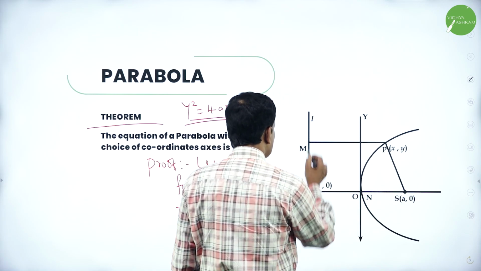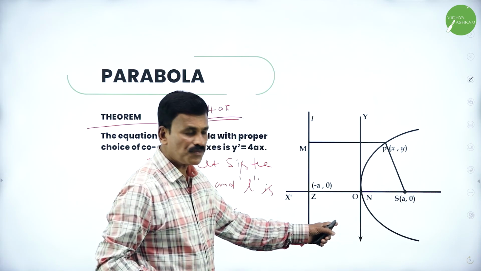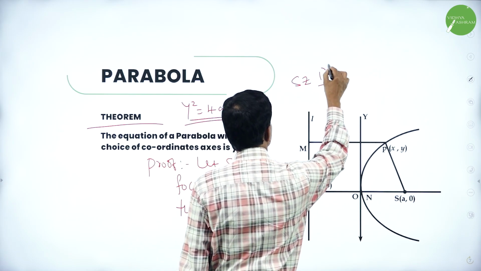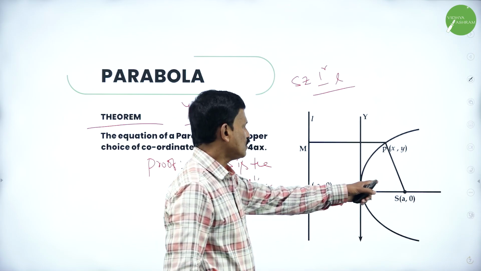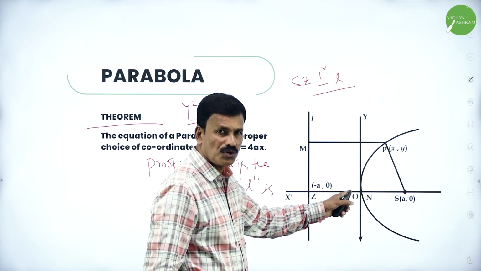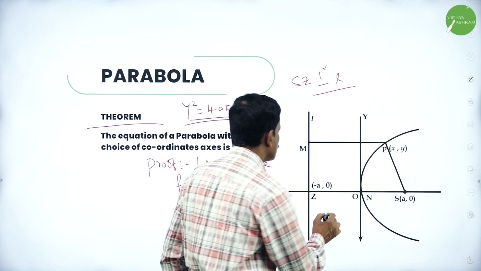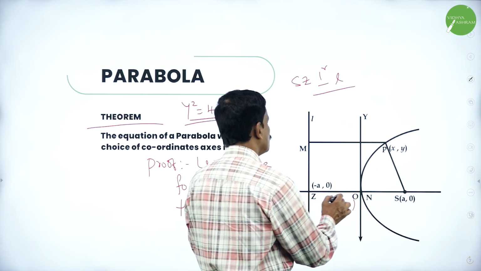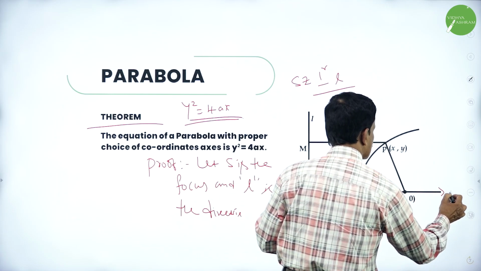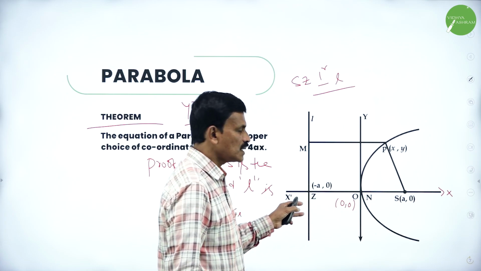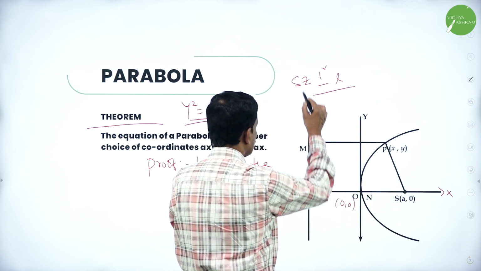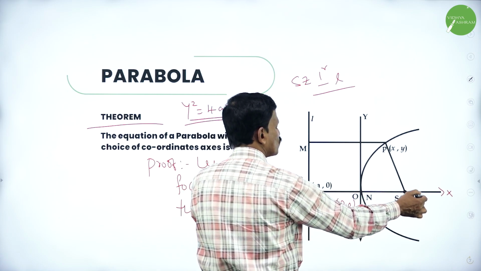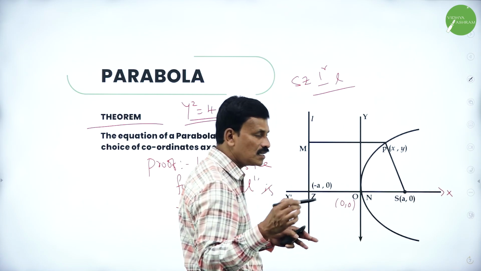Draw SZ perpendicular to the directrix L. On SZ, mark the point O, the midpoint of SZ. O is equal to (0, 0), the midpoint of SZ. Now produce OS as the x-axis and OY as the y-axis.